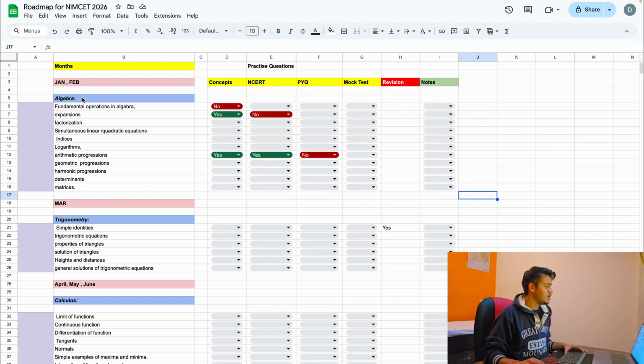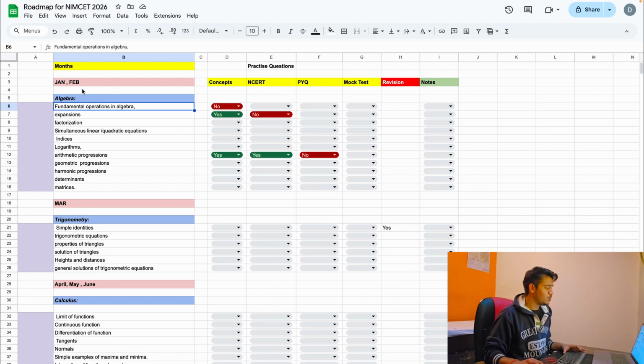In January and February, you will be covering algebra. For someone who is new or might have forgotten mathematics, you can start with algebra, because I feel the whole of mathematics is based on algebra. Directly jumping onto a difficult topic would not be a good thing for you, so it's good to start with some simple and easy topics. I feel algebra is the best thing to start with. So in January and February, you can start with algebra.